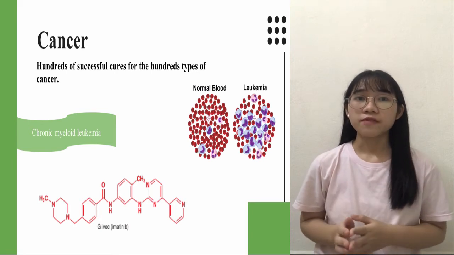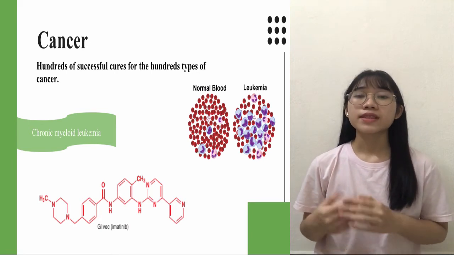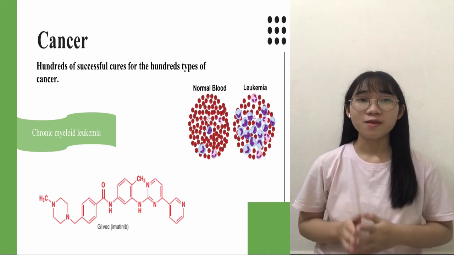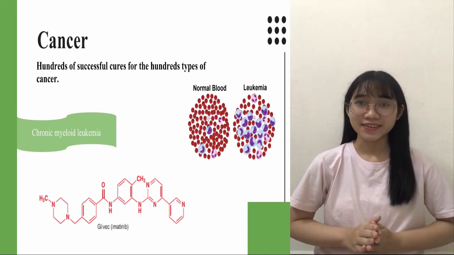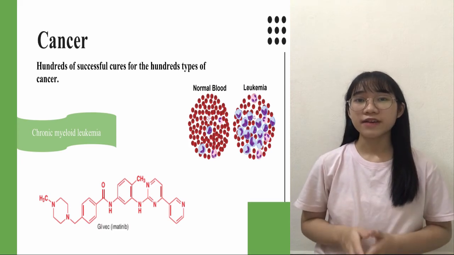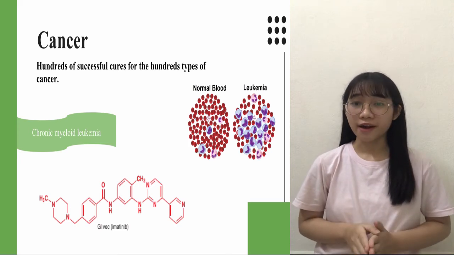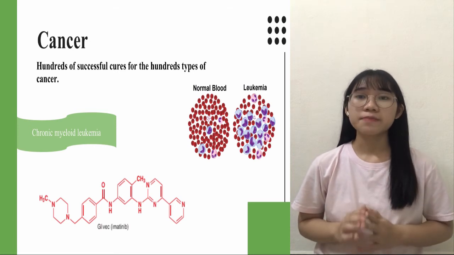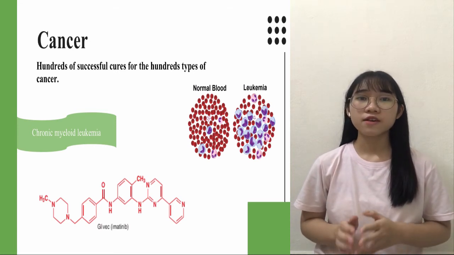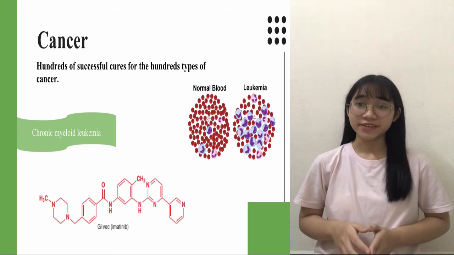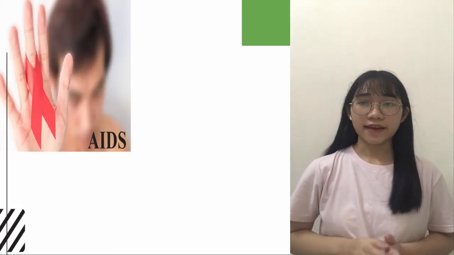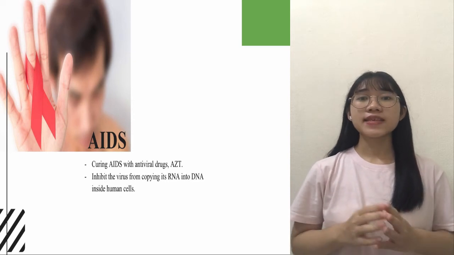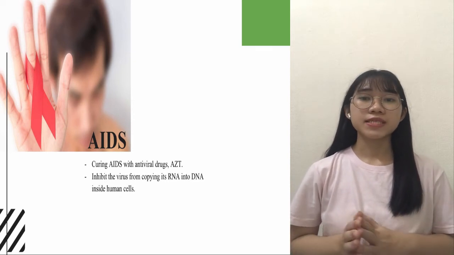At the turn of the 21st century, there was some chance of survival for all known types of childhood cancer, and the drug called Gleevec, launched in 2001, now essentially cures 75% of patients with chronic myeloid leukemia. The other disease is AIDS. Antiviral drugs, notably AZT, were used with some success.